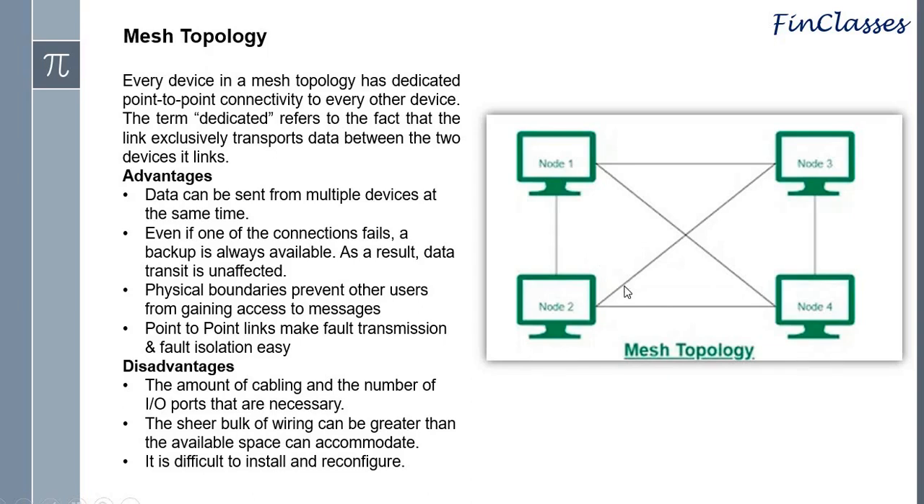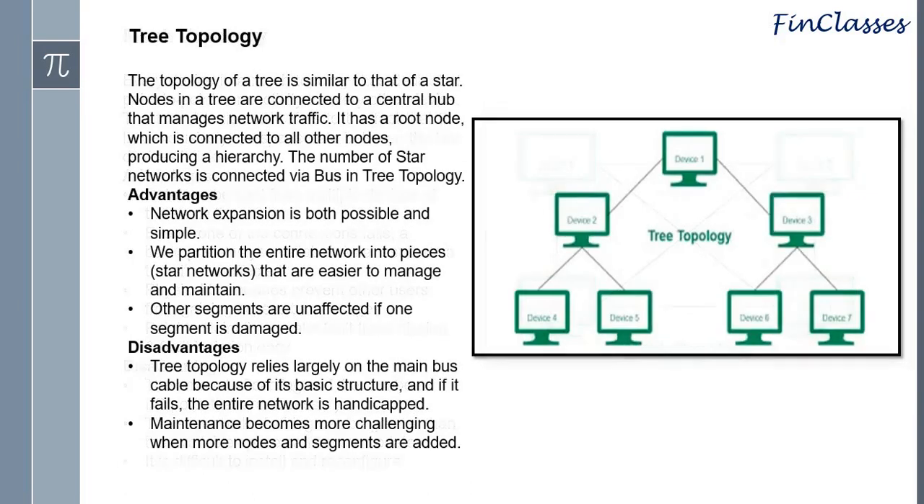And the disadvantage: the amount of cabling and the number of I/O ports, meaning input-output ports, that are necessary are high. The sheer bulk of wiring can be greater than the available space can accommodate. That would be a disadvantage. It is difficult to install and reconfigure. Let us move to the next topology, which is called tree topology.